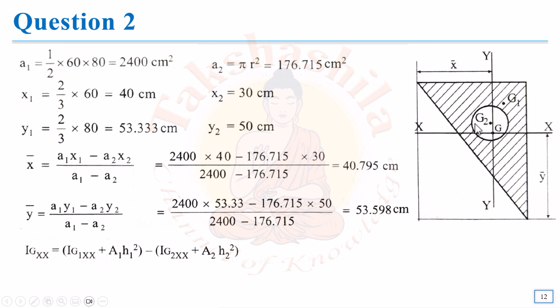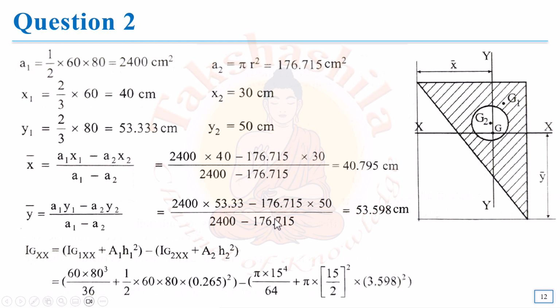circular section about its own centroidal x axis. A2 is the area of the circular section. H2 is the distance between the centroidal x axis of the circle and our total main centroidal x axis. That means the centroidal x axis of my shaded region. So let us substitute the values.